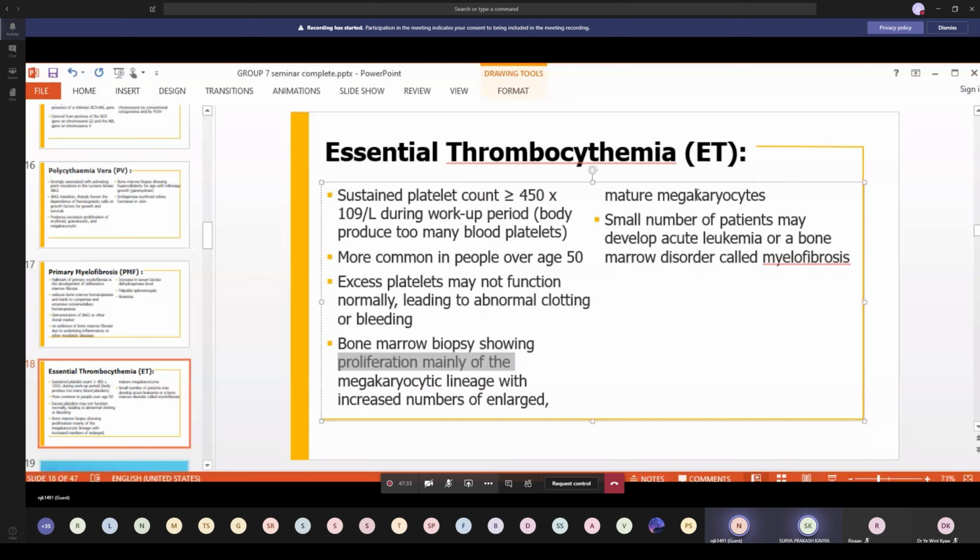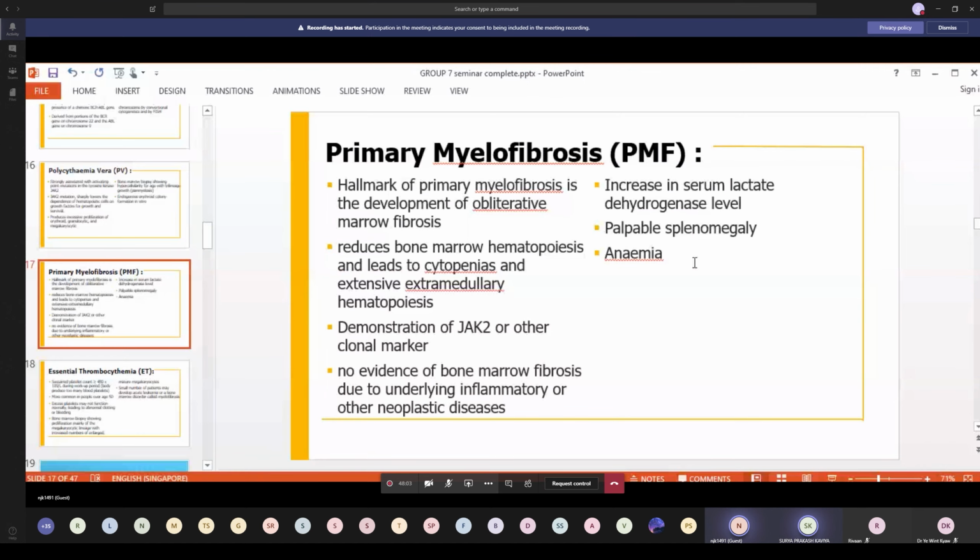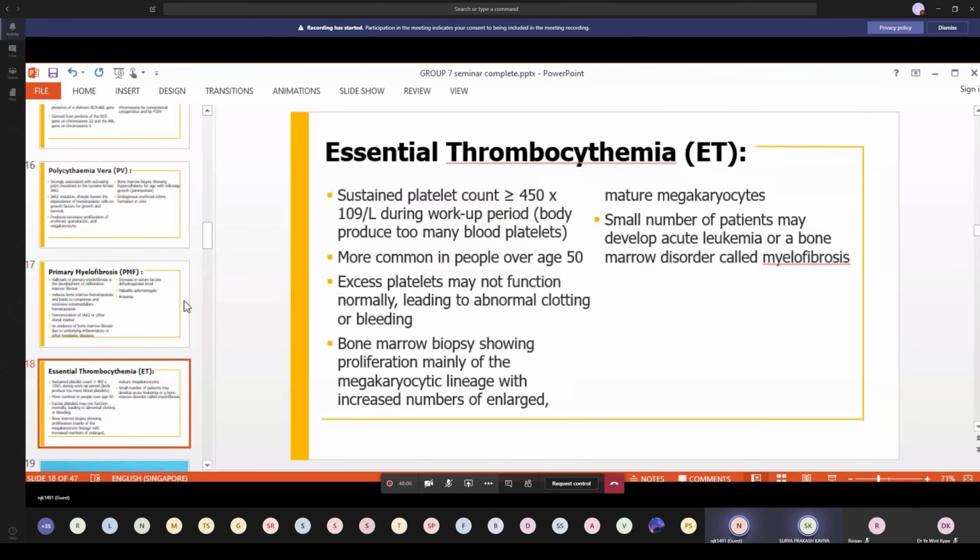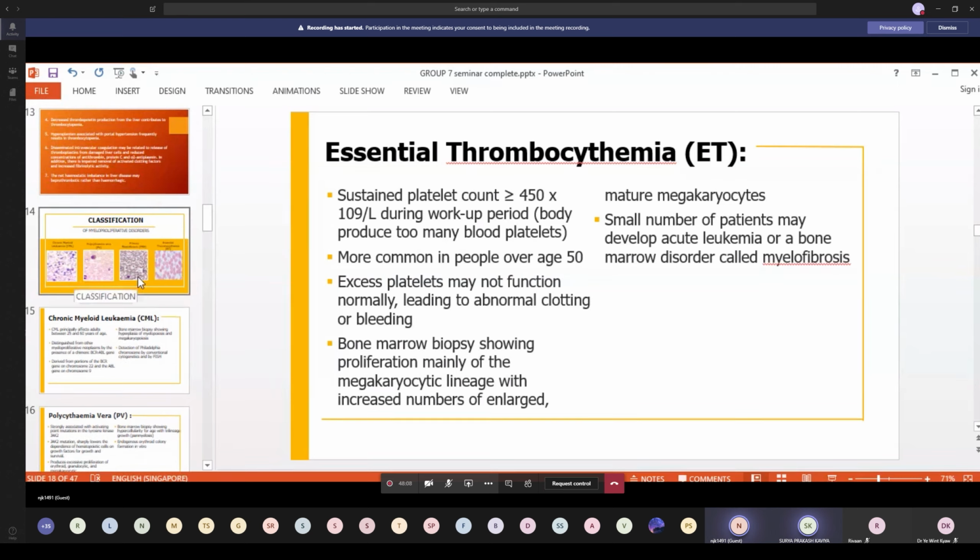So remember this blast, this cell. A small number of patients may develop acute leukemia or a bone marrow disorder called myelofibrosis. Again, ET is for old people, and the cell is the megakaryocyte, with risk of acute leukemia. PMF is the one with anemia. These are the four classifications.